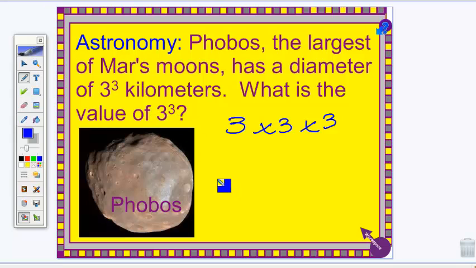Remember, 3 cubed is not equal to 3 times 3, which is most likely what some people do. They just multiply this. No, no, no, no. It's 3 times 3 times 3. So here we will do 3 times 3 we know is 9 times 3, 27. Very easy to evaluate, to get the value.